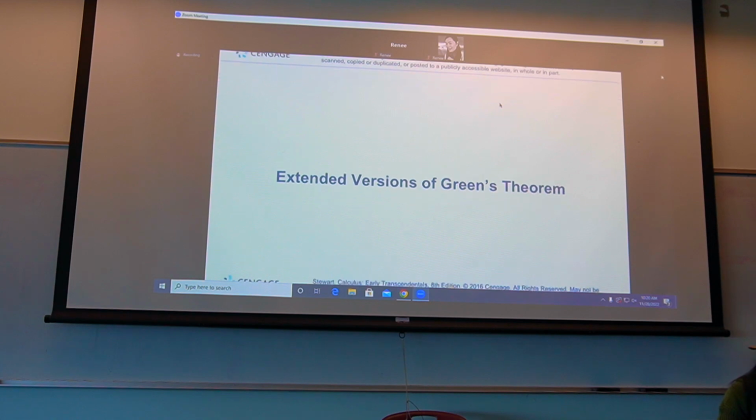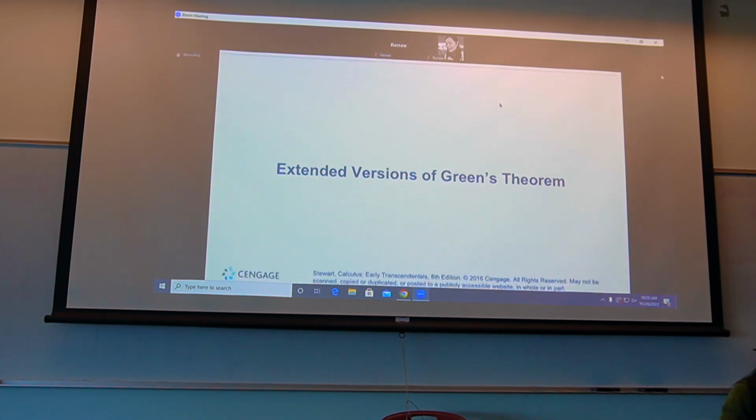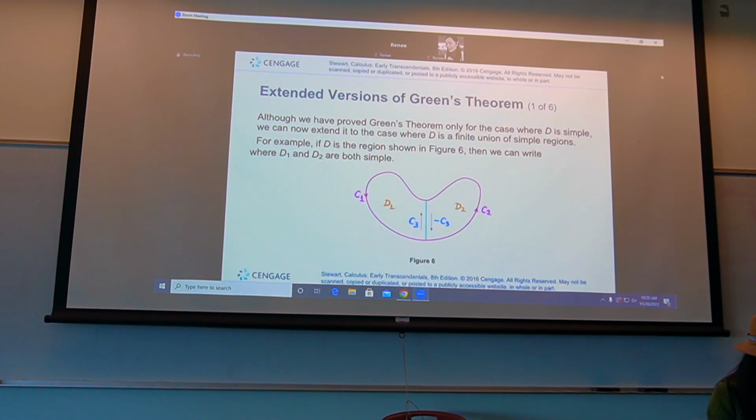Now we have this extended version of Green's theorem. Rather, for Green's theorem we only proved a simple case; we actually didn't prove the general version.